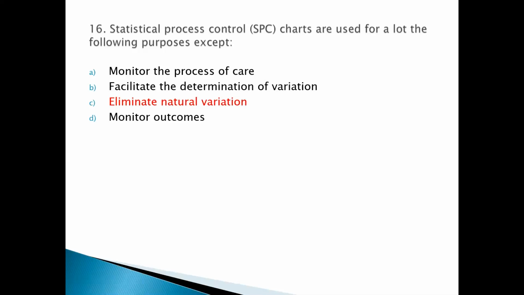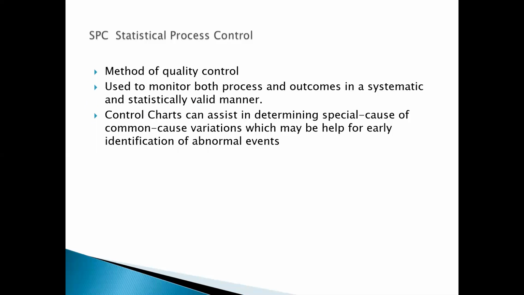Okay, statistical process control charts are used for everything on this list except to eliminate natural variation. I had no idea what those were when I was studying for this test originally. So what is a statistical process control chart? It's a method of quality control. It's used to monitor both processes and outcomes in a systematic and statistically valid manner.